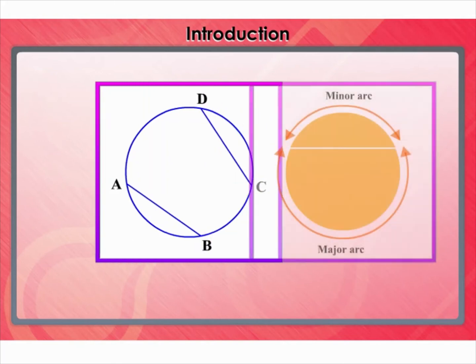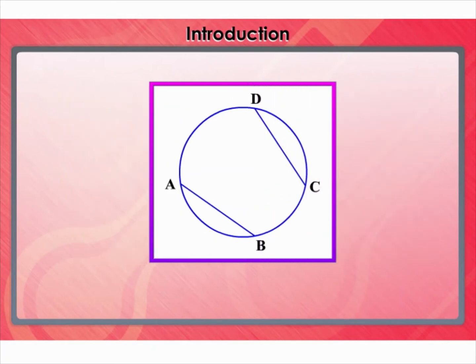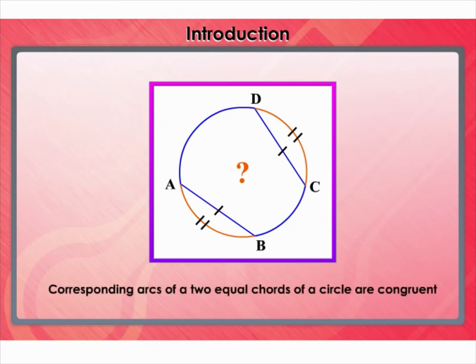Look at a circle with two equal chords. We know that the points of a chord other than the diameter of a circle cuts it into two arcs, one major and the other minor. If you take two equal chords, what can you say about the size of the arcs? If AB and CD are two equal chords of a circle, their corresponding arcs are congruent.